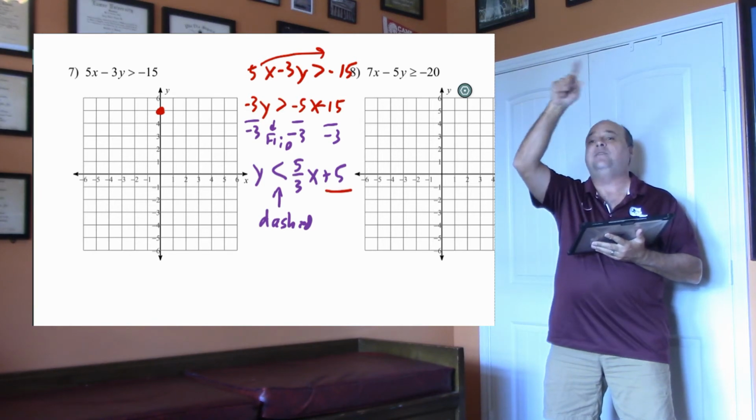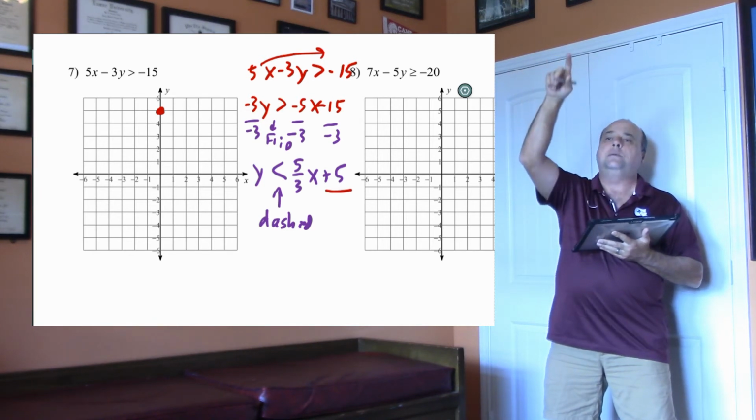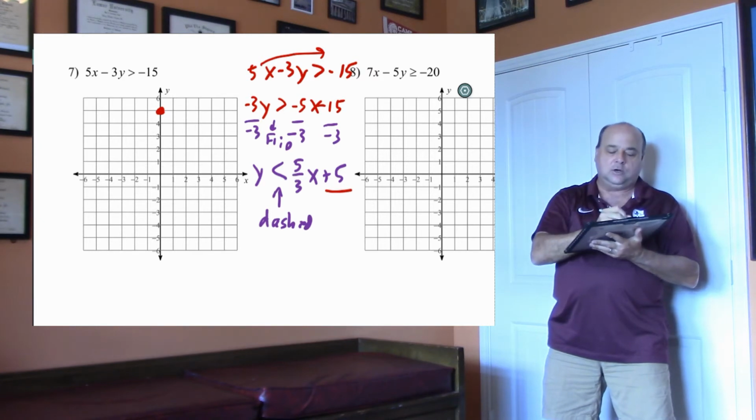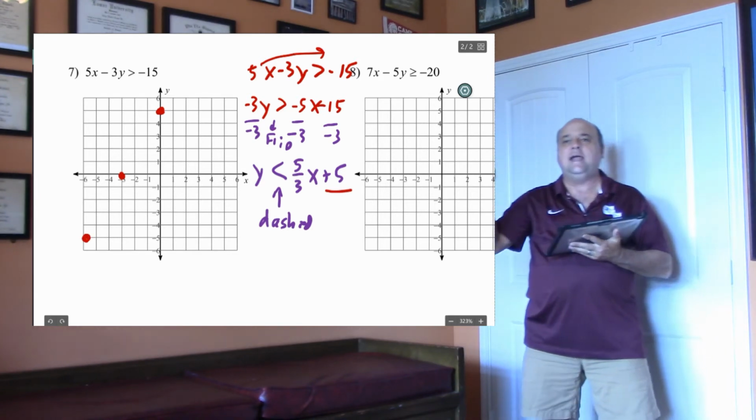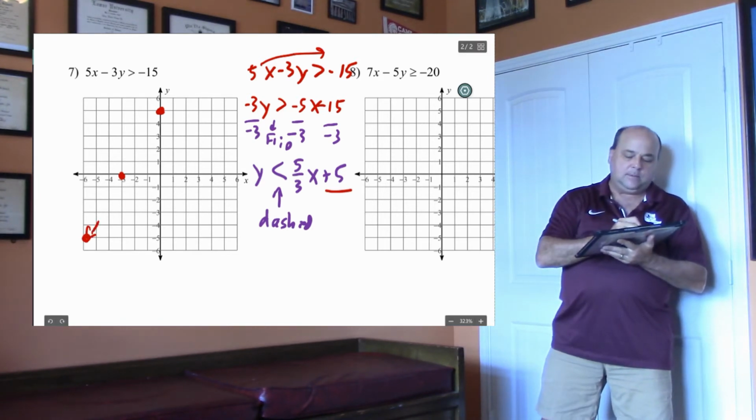I cannot go up 5, right 3. I'll be off the graph. So I'm going to go down 5, left 3. I'm going to do the opposite. So down 5, left 3 is right here. And I could do it one more time. And then I want a dashed line, don't I?